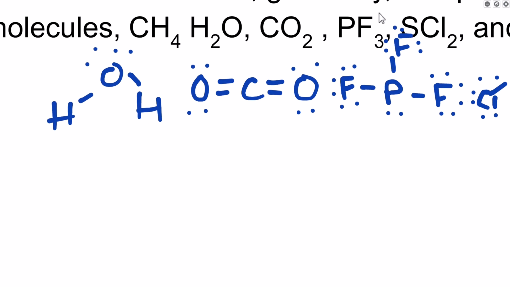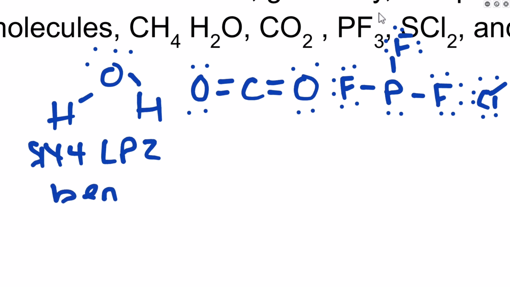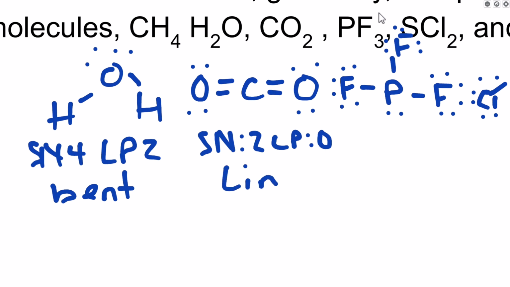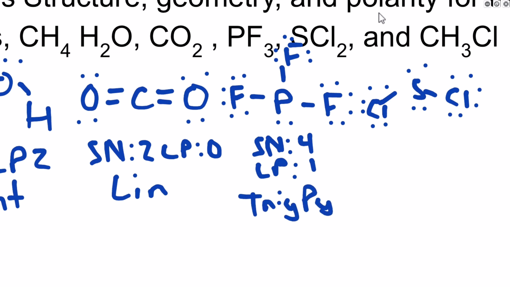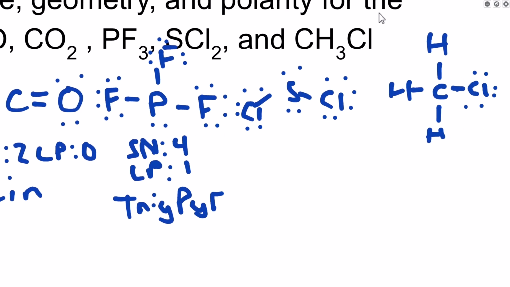Okay. So for the first one here, we have a steric number of 4 and 2 lone pair. So that is going to be bent. The next one here, we have a steric number of 2 and no lone pair. So that is linear. For the next one over, we have a steric number of 4, again, atoms plus lone pair. We have a single lone pair, so that is going to be trigonal pyramidal.